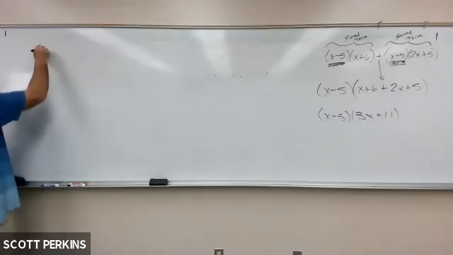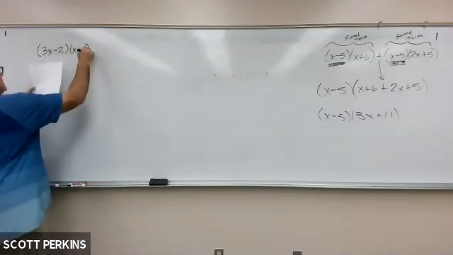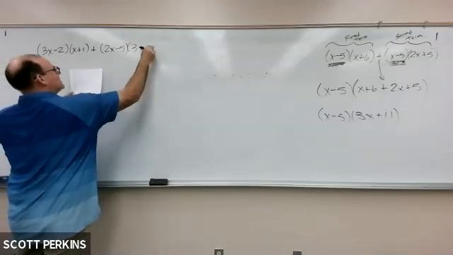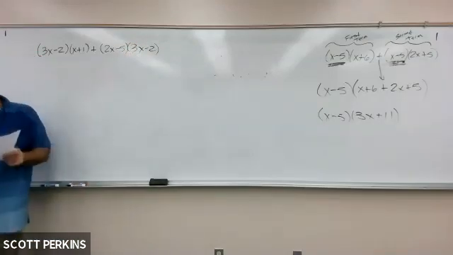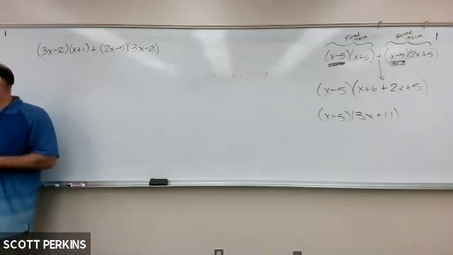So you've got 3x minus 2 times x plus 1, plus 2x minus 5 times 3x minus 2. So there's a common factor in those two terms. I would like you to factor it out and then simplify what's left over.